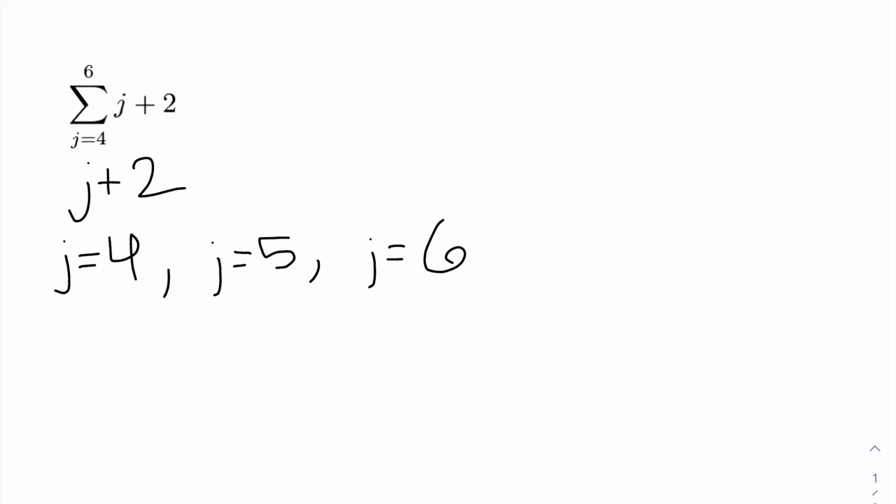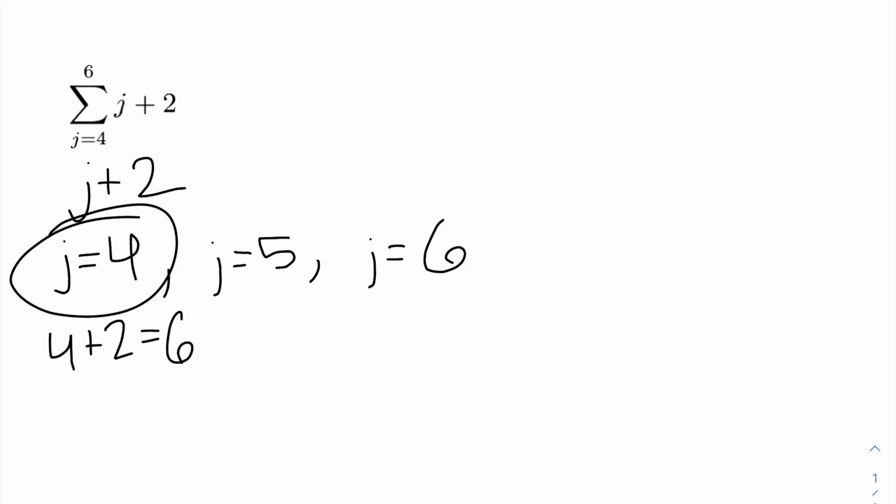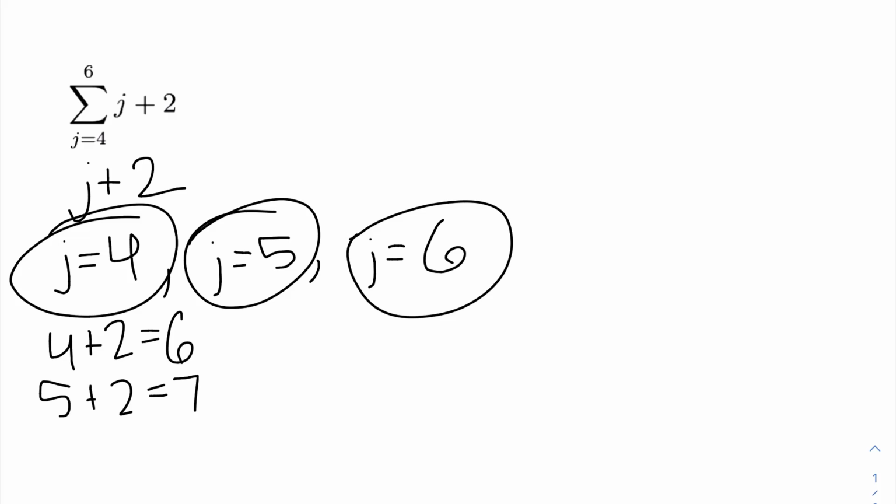So now that we have all the values j is going to be, we're going to plug them in to this expression. So let's start with j equals 4. We're going to get 4 plus 2, that's just 6. J equals 5, that's just going to be 5 plus 2, that's 7. And j equals 6, that's going to be 6 plus 2, that's 8. And then we find the sum of all these terms. So we're going to have 6 plus 7 plus 8.